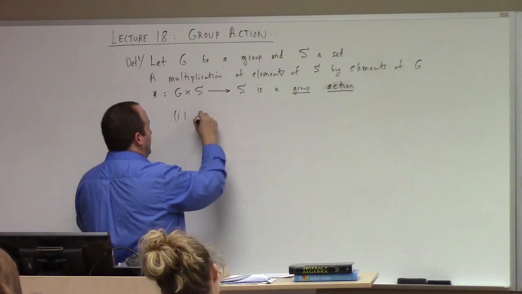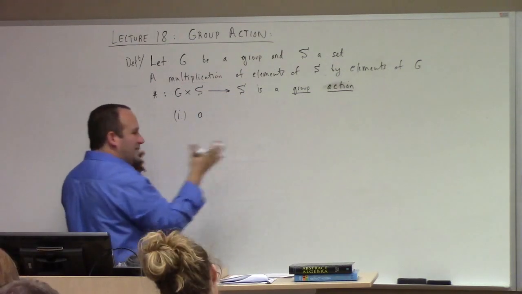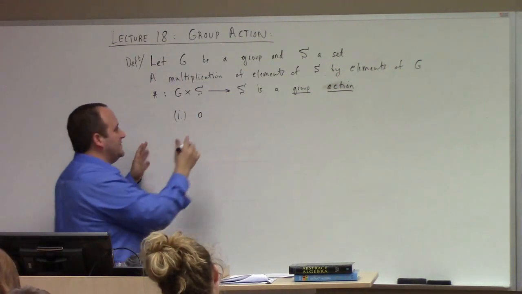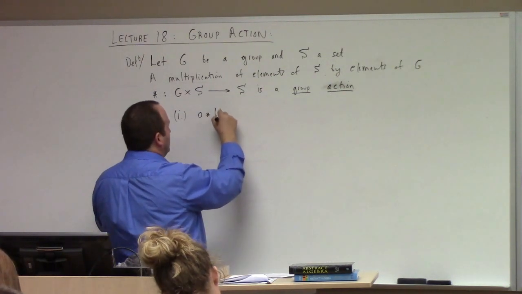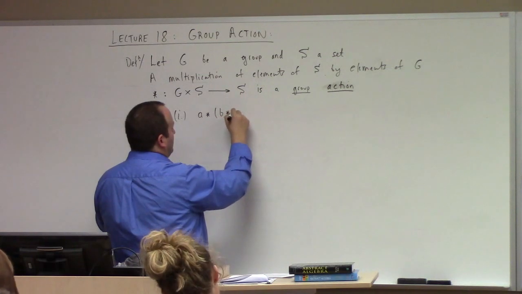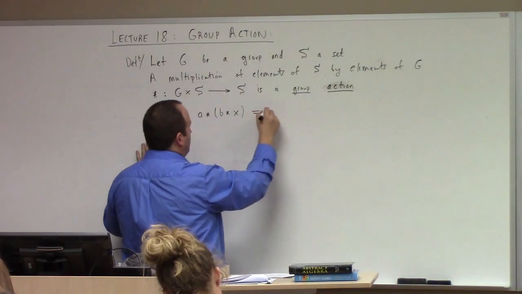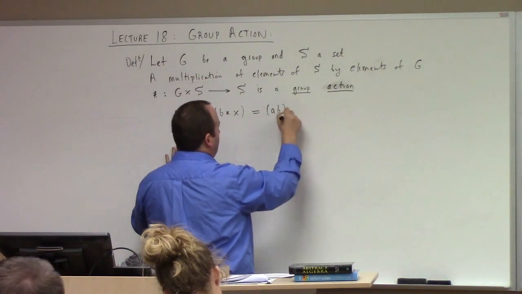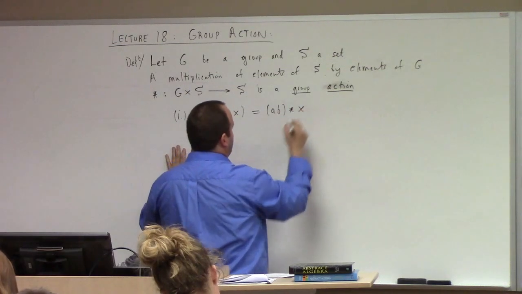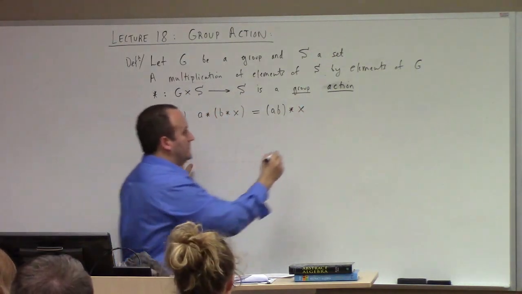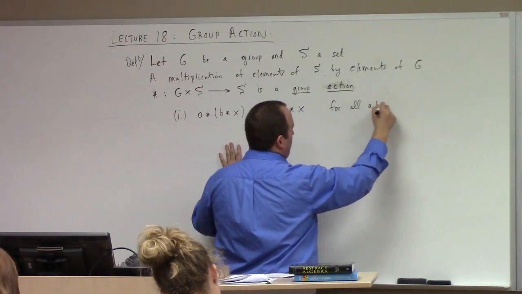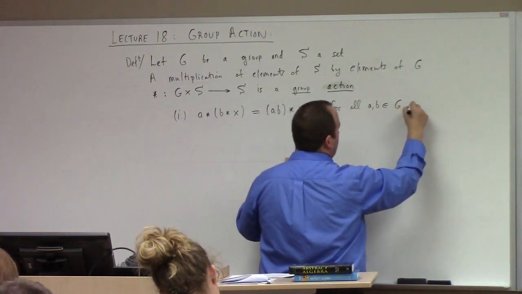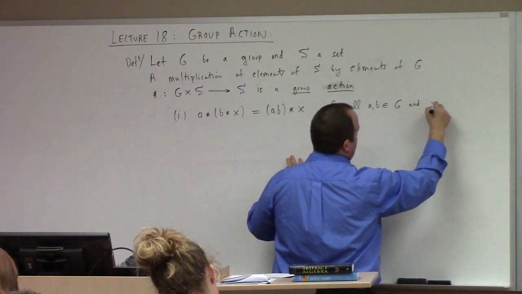It's not quite associativity, but it's like associativity. Here's how it goes. A star (B star X) is equal to (AB) star X, for all A, B in the group and X in the set.